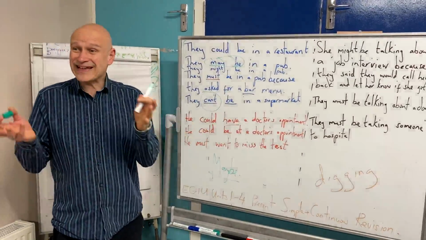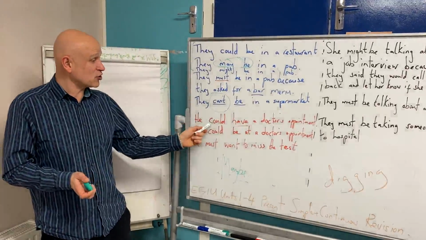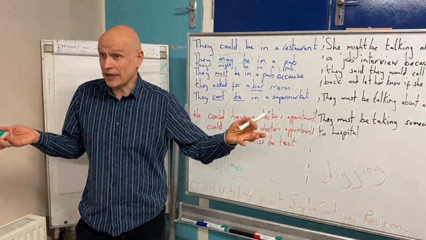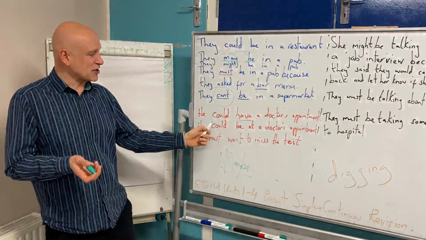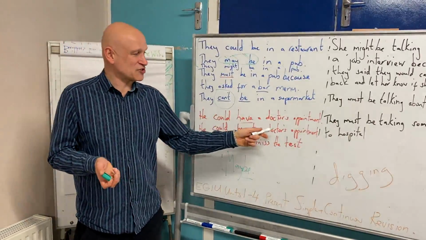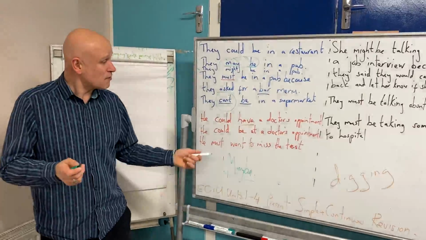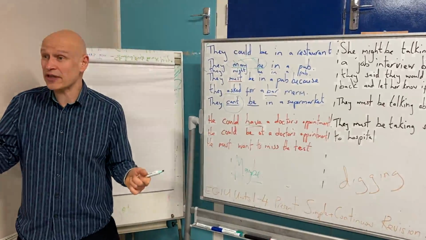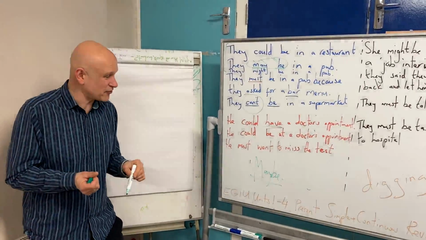Now, of course, sometimes we won't use the verb to be. We'll use a different infinitive, like he could have a doctor's appointment right now. Yeah, but you can change it a lot of the time. He could be at a doctor's appointment, would work as well. But be careful, because sometimes we do use other verbs, but we mainly use the verb to be.